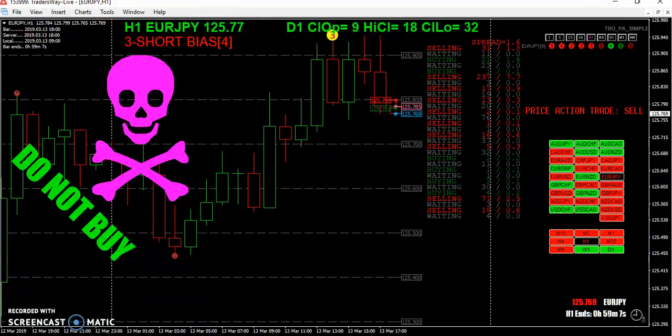Remember, a pivot trade is neither a reversal trade nor a breakout trade. It's a directional bias trade. That's how I define it. Okay, we know these are price action trades here.